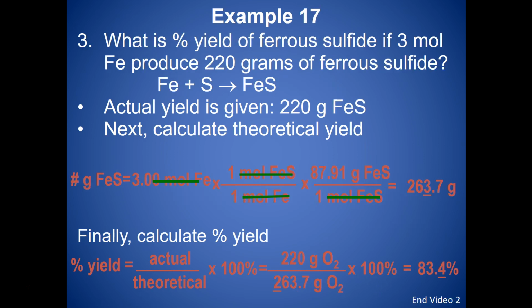And last but not least, for example 17, for ferrous sulfide, we were asked to find how many grams of ferrous sulfide were produced. So we started in our moles of iron this time, used our mole ratio, used the molar mass of ferrous sulfide to get 263.7. To calculate our percent yield, we put the actual, which is given to us in the problem, divided by our theoretical, which we calculated, to get an 83.4% yield.